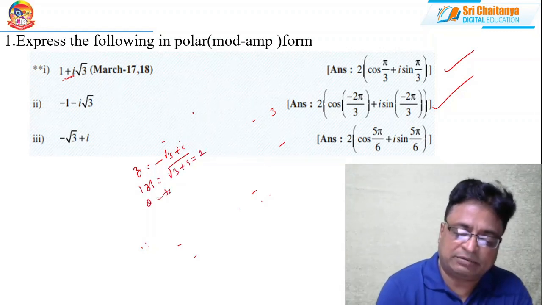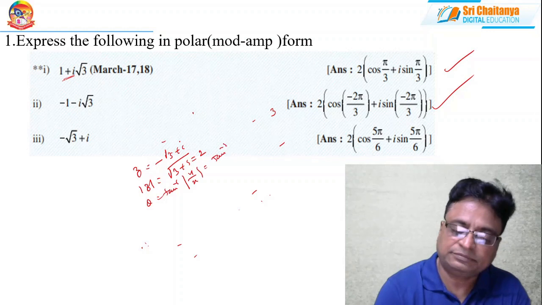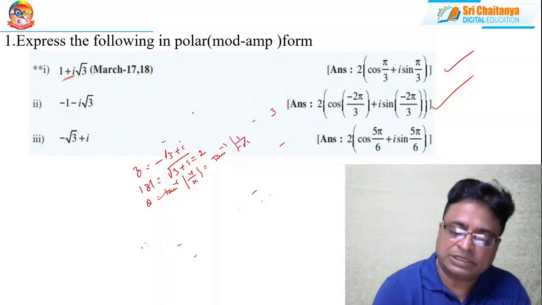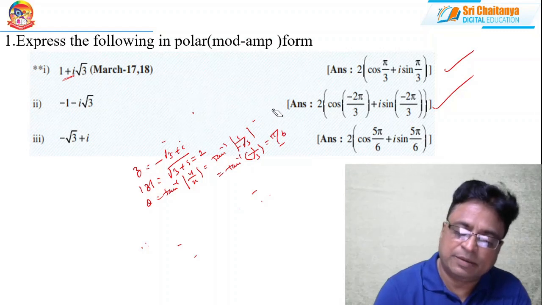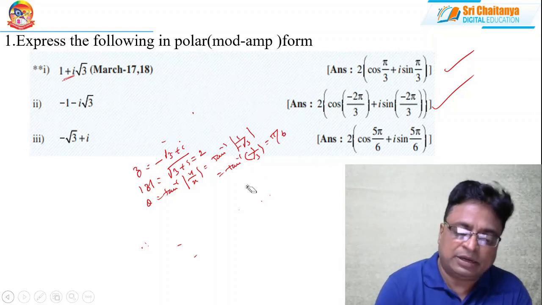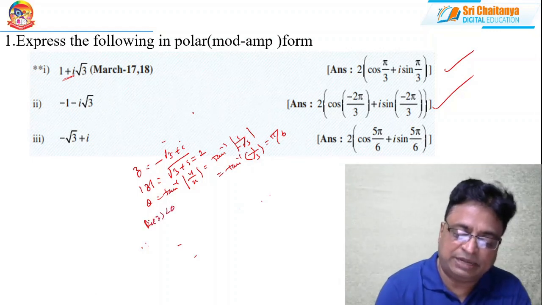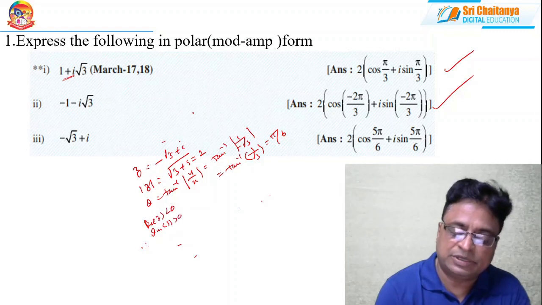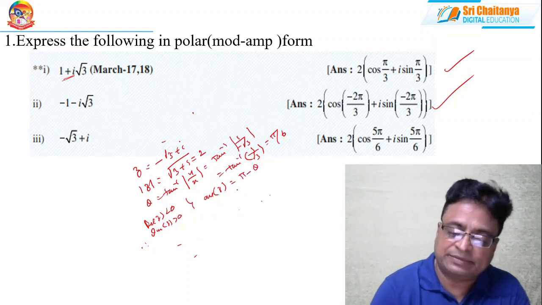Again theta, I am writing tan inverse of mod y by x, that is tan inverse of imaginary part by real part, that is tan inverse 1 by root 3, that is pi by 6. But here the real part of z is negative, and the imaginary part of z is positive. Therefore the argument of z, since it is in the second quadrant, I can write as pi minus theta, that is pi minus pi by 6, that is 5 pi by 6.